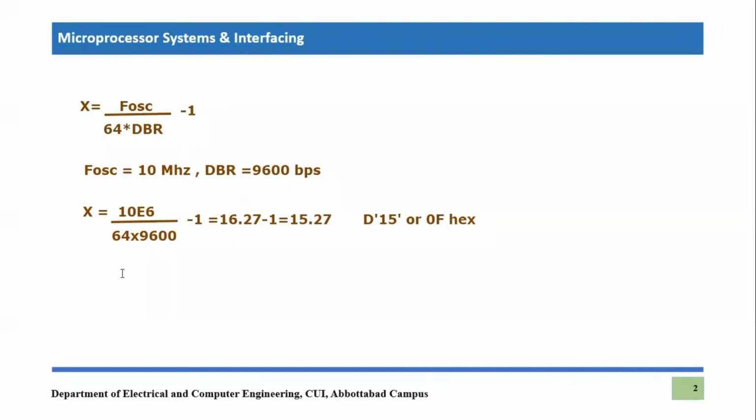So how can I put this value in SPBRG? I have to simply write MOVLW D'15', and then I have to shift it with MOVWF SPBRG. That's how I will be feeding this value into SPBRG, and the PIC18F will be configured for 9600 bits per second. It will transmit at 9600 bits per second, and the crystal oscillator to be attached is 10 megahertz.